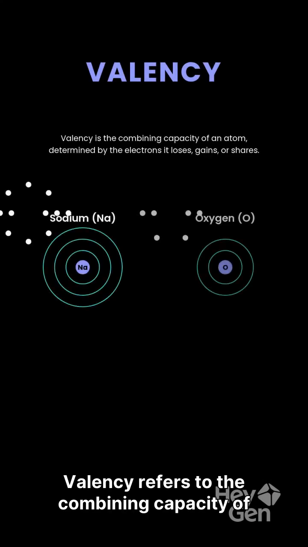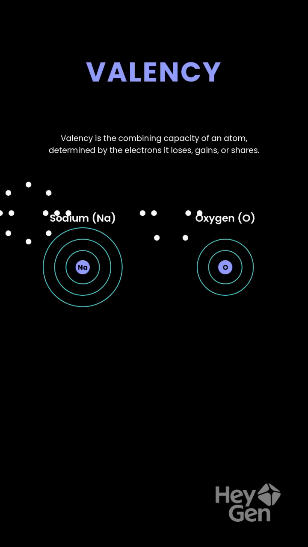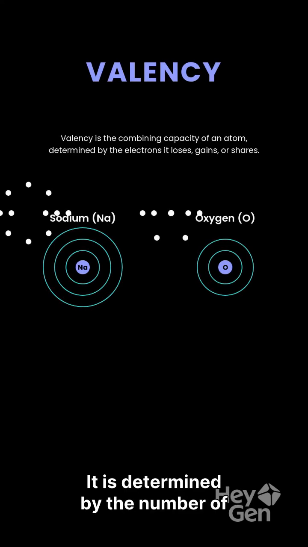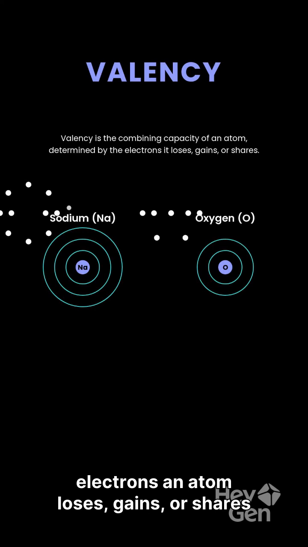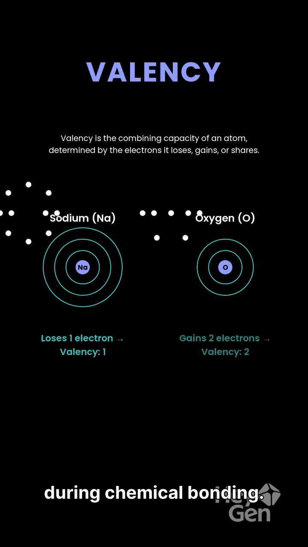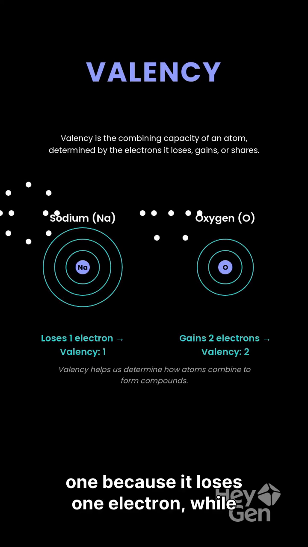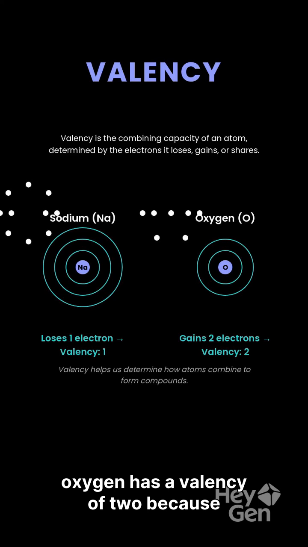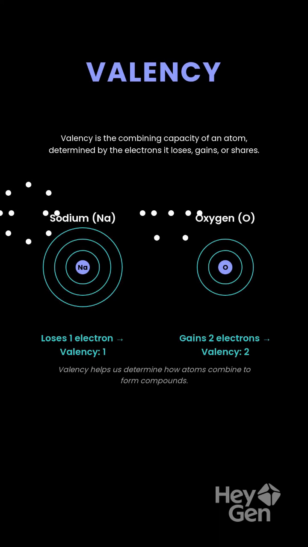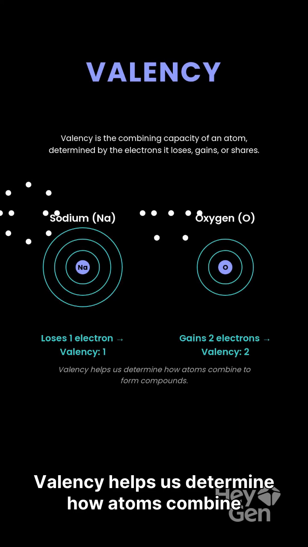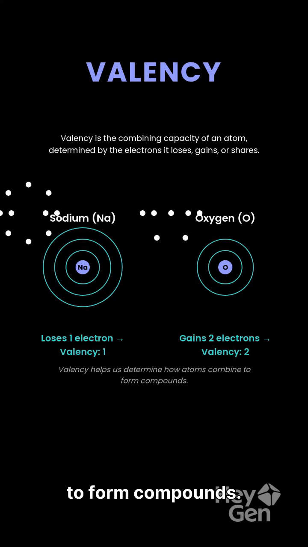I will now explain valency. Valency refers to the combining capacity of an atom. It is determined by the number of electrons an atom loses, gains, or shares during chemical bonding. For example, sodium has a valency of 1 because it loses 1 electron, while oxygen has a valency of 2 because it gains 2 electrons.